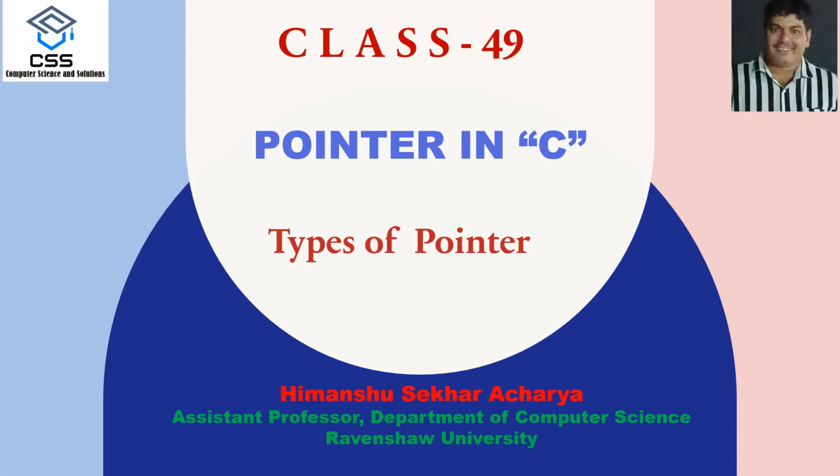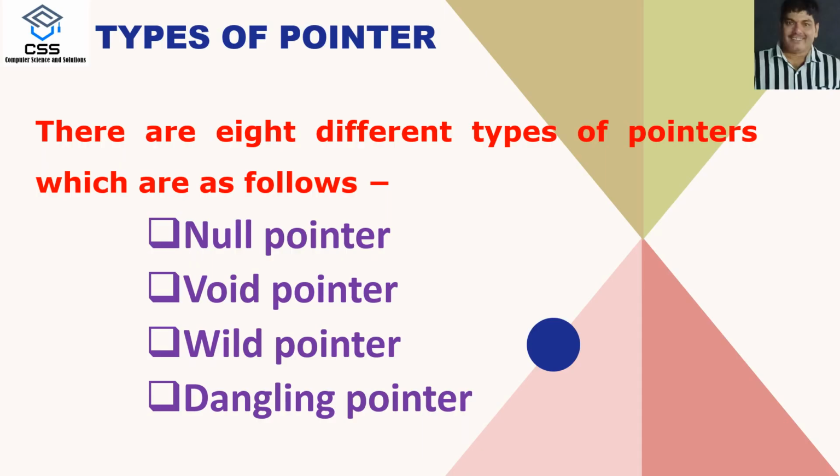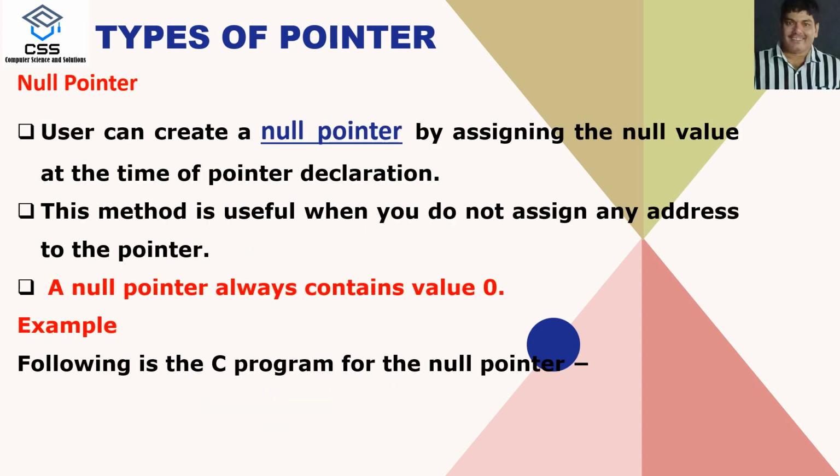Dear friends, in today's class we are going to discuss the different types of pointer which are available in C. The different types of pointer include null pointer, void pointer, wild pointer and dangling pointer. First, let's discuss what is a null pointer.